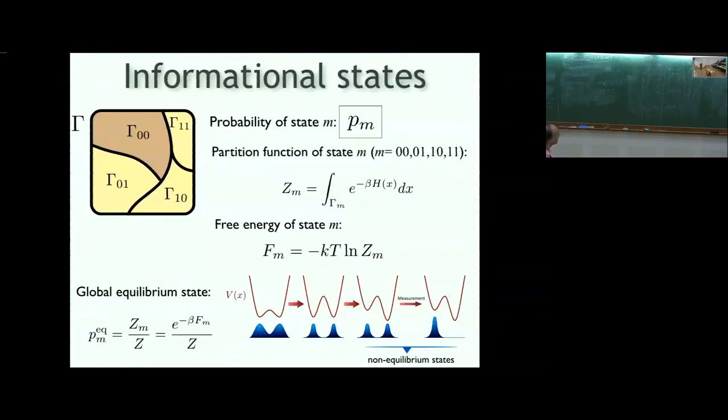And let me remind you that the global equilibrium state is given by this formula. These probabilities, the probability of being in each region, and the equilibrium is this one. So usually what I have is local equilibrium, but these p_m are arbitrary. And only when these p_m are equal to this formula is the whole thing in equilibrium. But this is going to happen very rarely. Okay?